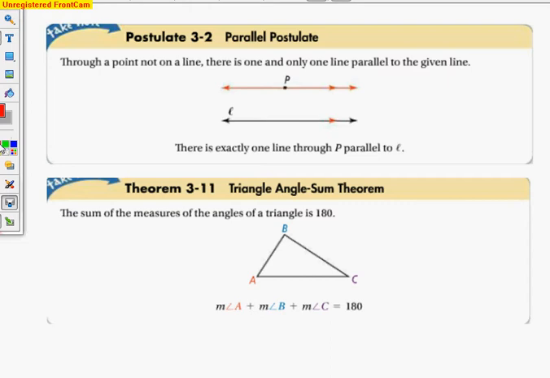Exactly one. Now, this parallel postulate is going to help us prove the next big theorem, and this is the big one: triangle angle sum. You got to remember. The triangle angle sum theorem says that the sum of the measures of the angles of a triangle is 180 degrees. So you see that picture, A, B, and C are the angles of the triangle. Add them together, you get 180 degrees. We're going to prove this triangle angle sum theorem in the next slide.